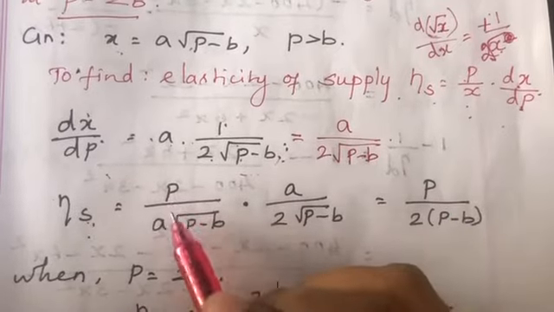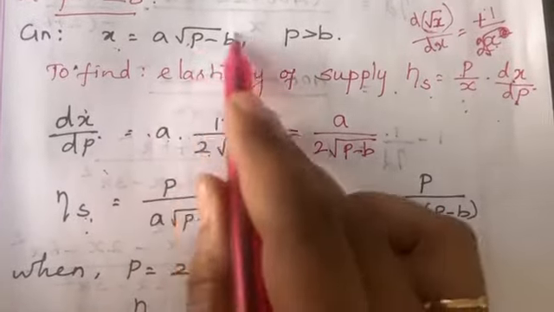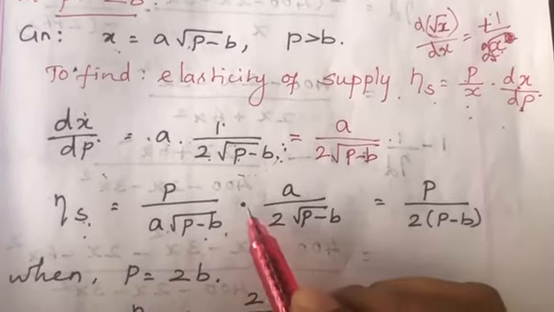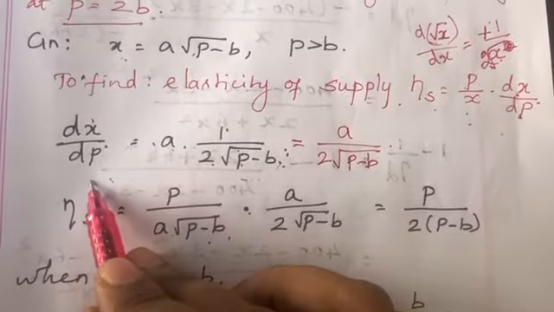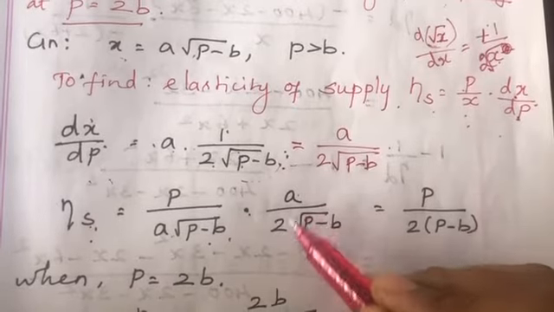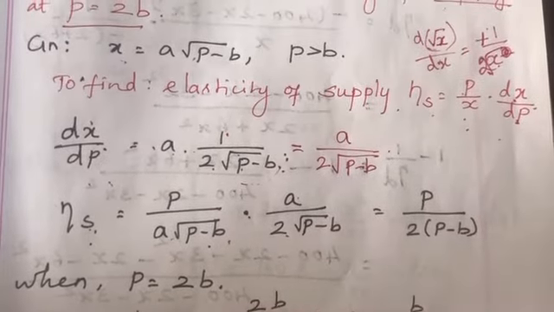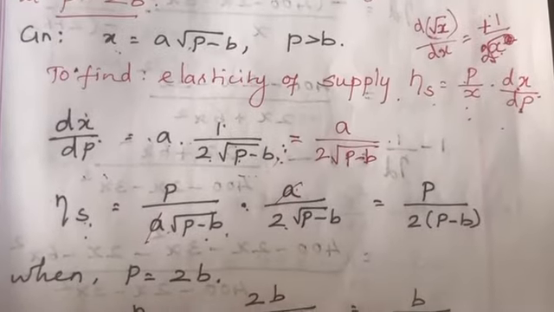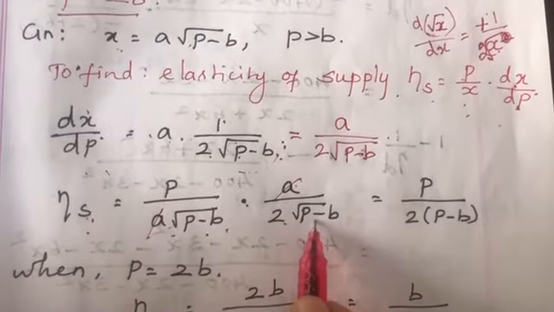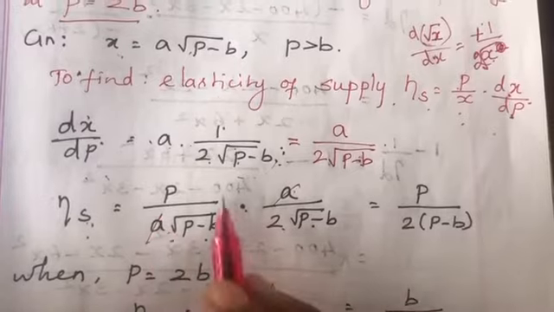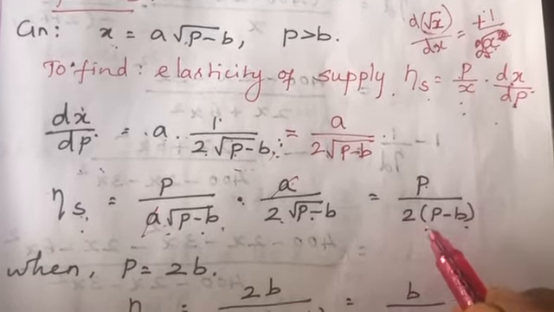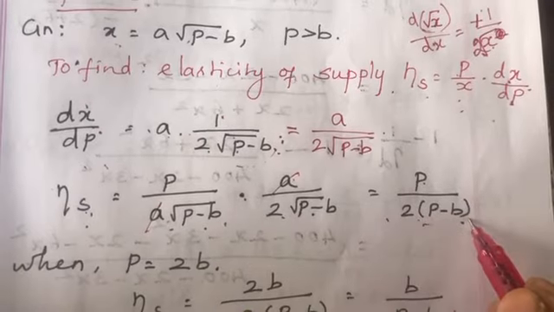So p divided by x is a into p minus b, square root of p minus b, into dx by dp. dx by dp is a divided by 2 into square root of p minus b. So a and a will get cancelled. Square root of p minus b into square root of p minus b, when multiplied, it will become p minus b. So p divided by 2 into p minus b.